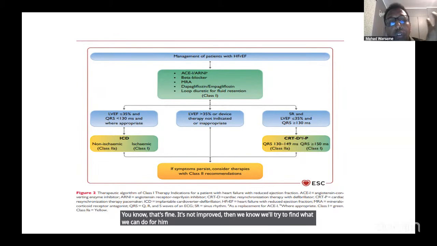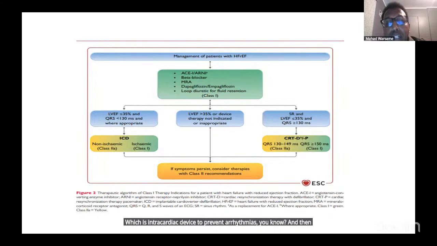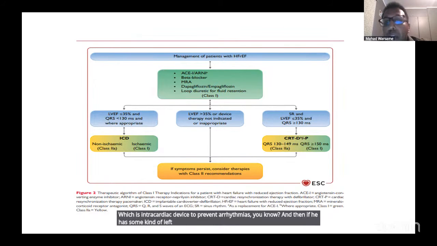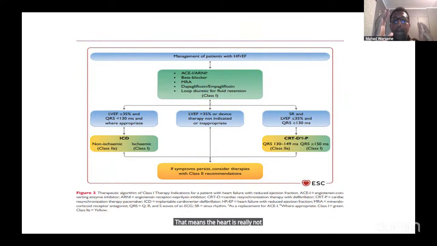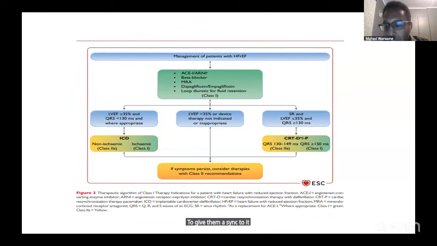If it's very low, then we will maybe give him an ICD, which is an intracardiac device to prevent arrhythmias. And if he has some kind of left bundle branch block, that means the heart is not pumping synchronously. Then possibly we will give him another pacemaker device to give him synchrony. But that's a little more advanced. You don't have to know that.